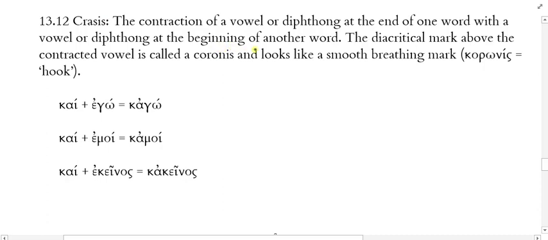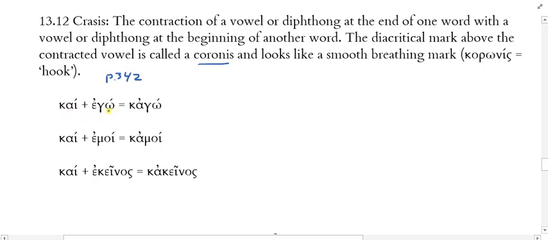Vowel at the end of one, vowel at the beginning of another. They're going to create one orthographical word now. And then there's going to be a diacritical mark above the contracted vowel. And it's called a coronis, when it looks like a smooth breathing mark. The word coronis here means hook. So I'm going to give you three examples of crasis. There's more. Mounce points to page 342 in his textbook if you want to see more examples of this.